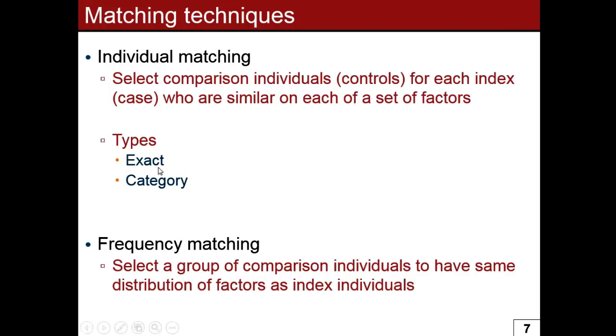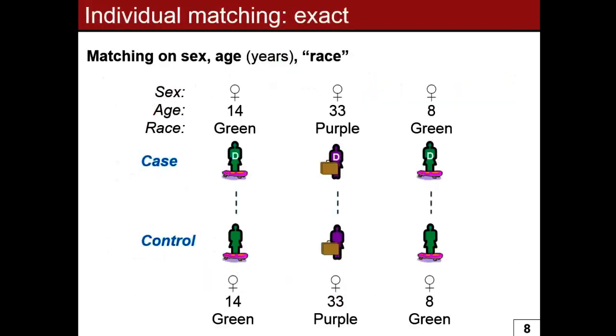And you might do it in an exact way or in a category way, which means, like, I might say I need to have exactly an 18-year-old versus I'll take anyone between 15 and 20. But the idea here is that you're very specifically doing matching to the individual. And the other style is called frequency matching, where you just have the distribution of the factors and the controls match that of the cases. And I graphically show this here.